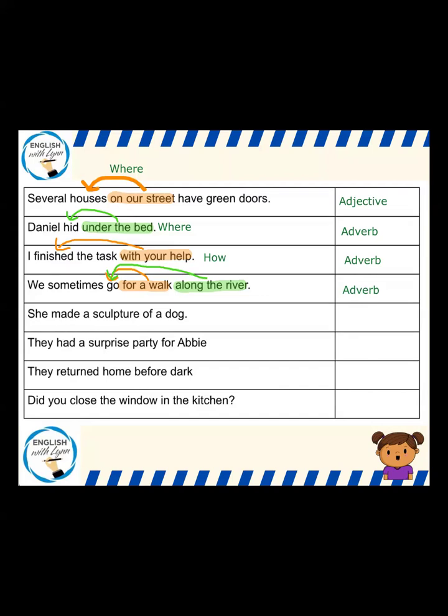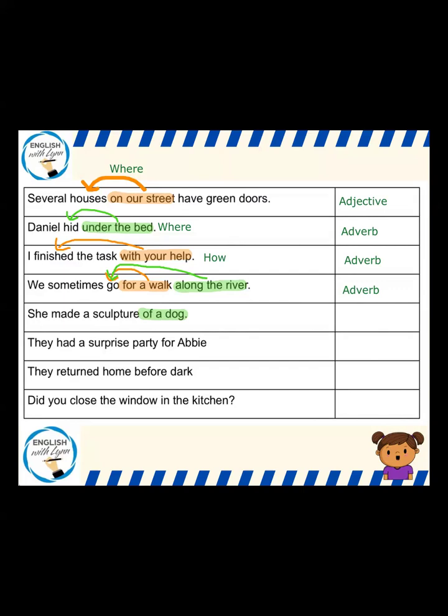Okay, so my next sentence, she made a sculpture of a dog. Looking at that sentence, I need to pick out where is my prepositional phrase. And I think I've spotted it here. It's a bit of a tricky one. Of a dog.